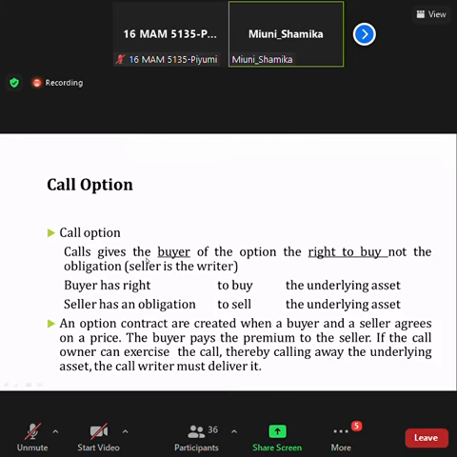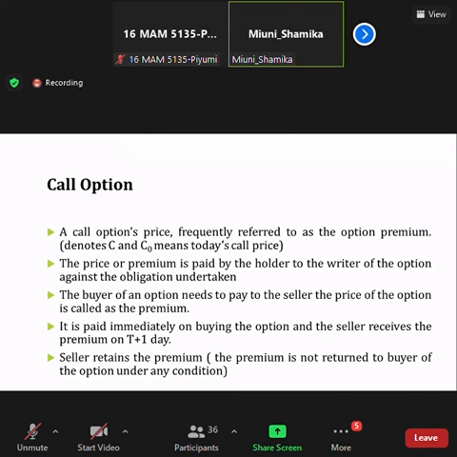So we will discuss call option in detail. A call option's price, any option's price, we frequently refer to as option premium. Option price is a separate thing. Underlying asset price is a different concept, and option price is a different concept. Here, option is a contract. So this price we call the option premium, right? The premium is paid by the holder to the writer of the option against the obligation undertaken. So normally, this option premium, this option price, will be paid by the buyer of the option to the writer or the seller of the option.